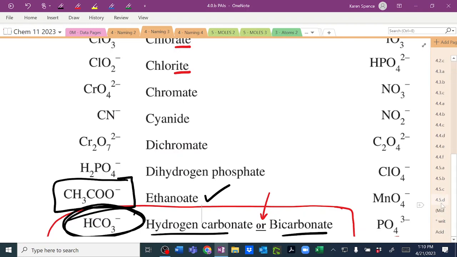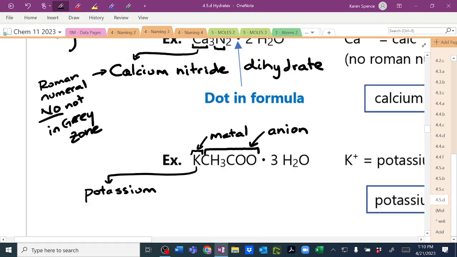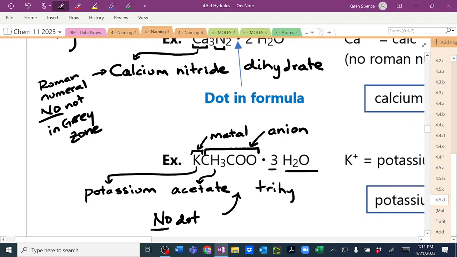So we go back here. Okay, so potassium acetate. Do I put a dot? No, no dot. And then I want to say 3 waters. Instead of 3 waters, I say trihydrate.